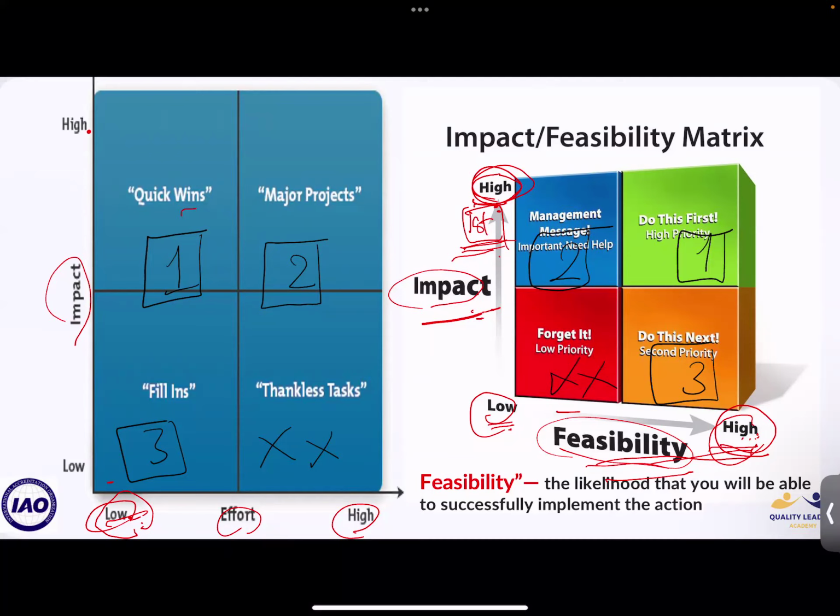If the matrix compares impact versus effort, first you choose high impact and low effort. Second, you go high impact and high effort. Again, if the matrix compares impact versus effort, first you choose high impact and low effort, then high impact and high effort. Okay, clear. So that's the difference between the two types of matrices.